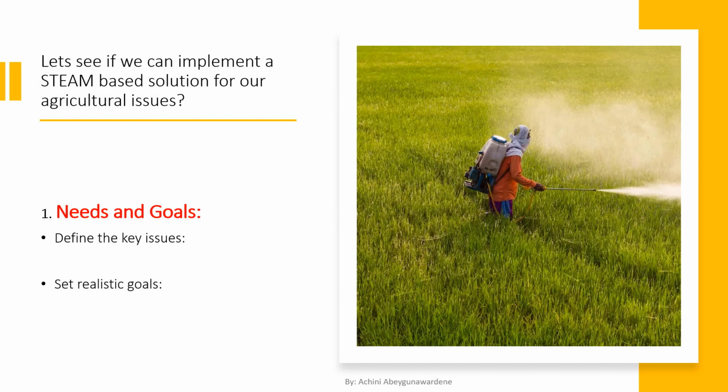Second point is to set realistic goals. Here we have to aim for incremental improvements with measurable outcomes, like reducing fertilizer use by 20% or increasing average crop yields by 15%.